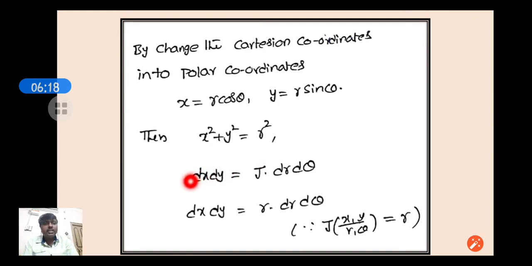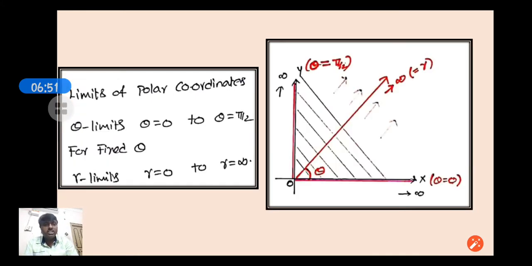After that I am writing dx dy. Dx dy can be written as Jacobian into dr d theta. So already I proved that Jacobian of x comma y with respect to r theta is r. Already I proved that one. So that's why I am writing dx dy is equal to r dr d theta. Now first thing, x square plus y square is equal to r square, and dx dy is equal to r dr d theta. These two can be reproduced in the integration.